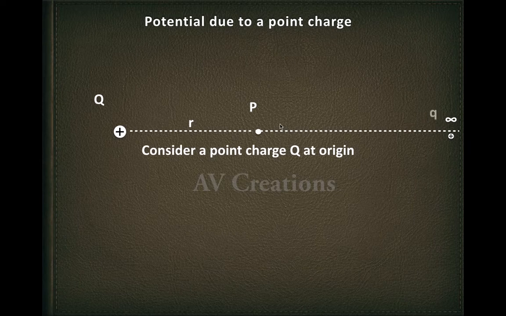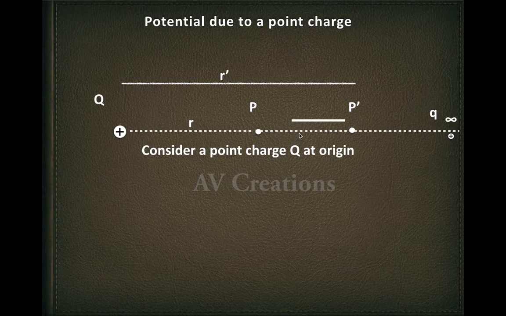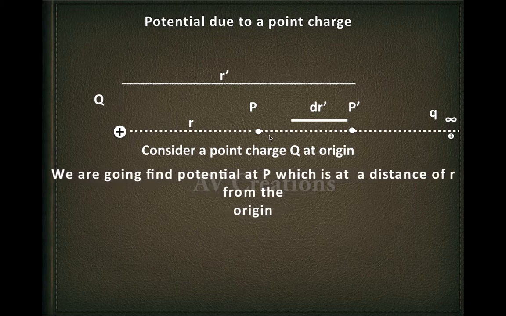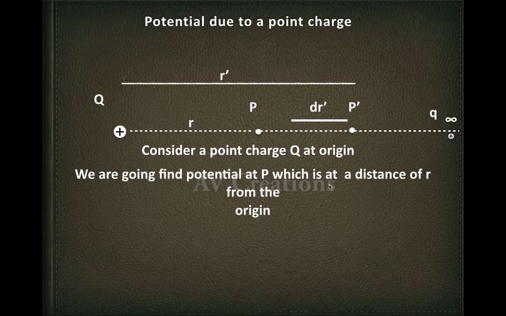So for that, we are considering another point P dash, which is at a distance of R dash from the charge Q. We are considering a small displacement dr dash, finding the small work done, and then integrating it from infinity to R. We are going to find the potential at P, which is at a distance of R from the charge Q.